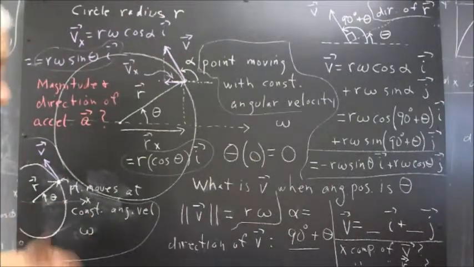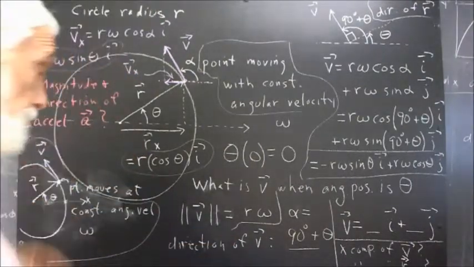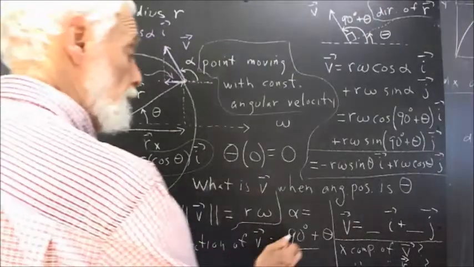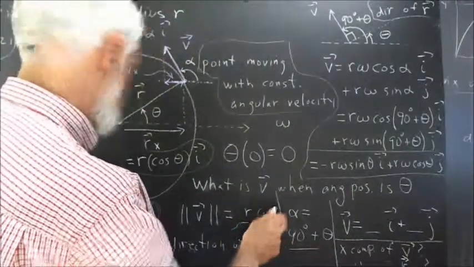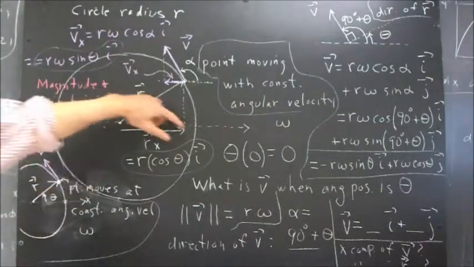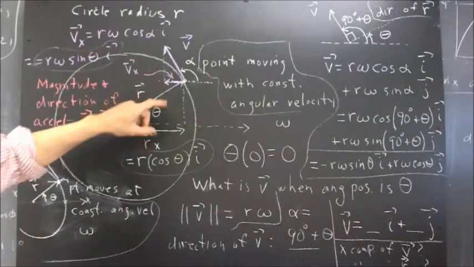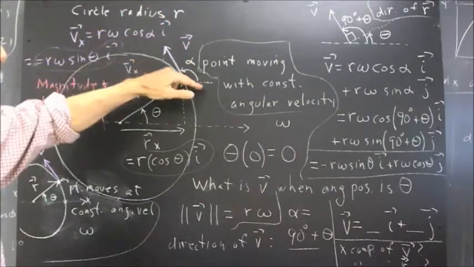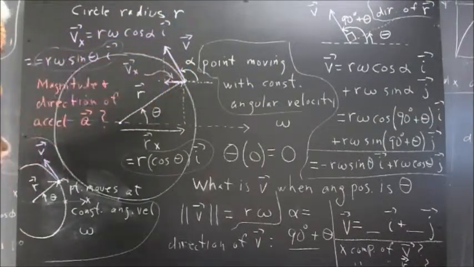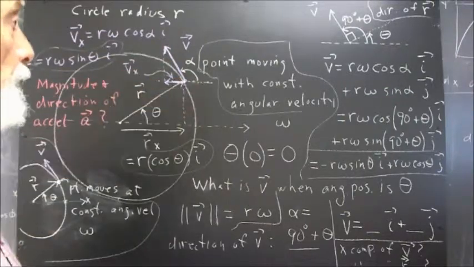Well, you should think that through before you skip to the answer. But the direction of v is 90 degrees plus theta. And I'm going to call that alpha. So on this picture, we have the same stuff. Here's the point, here's the velocity vector v, and here's angle alpha. And alpha is theta plus 90 degrees.